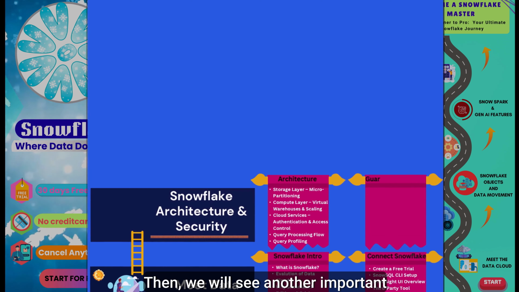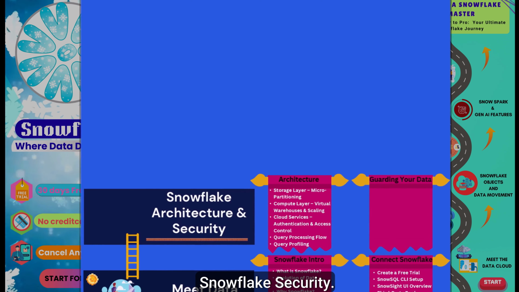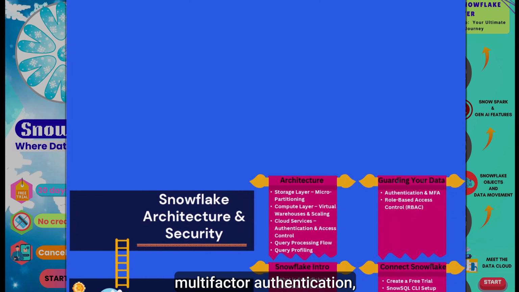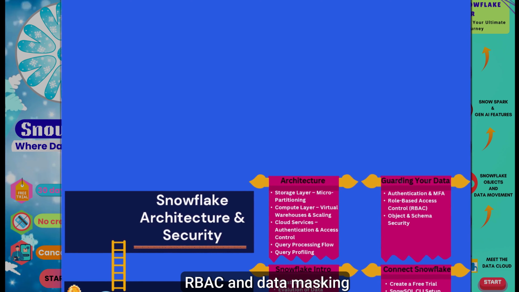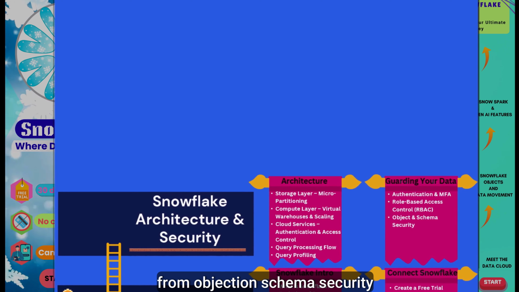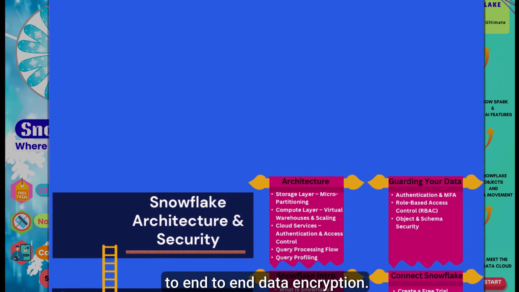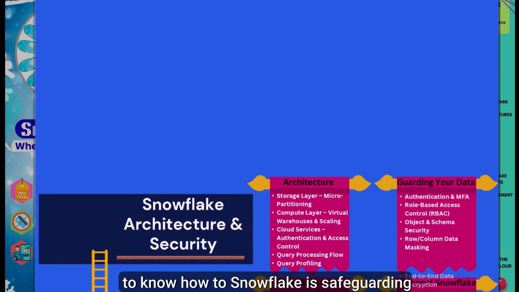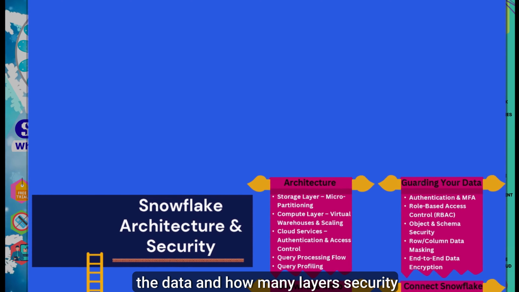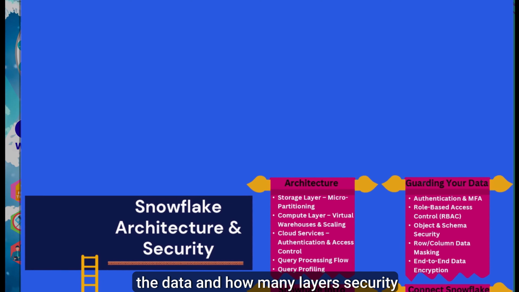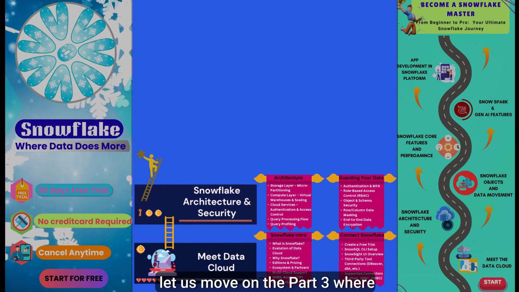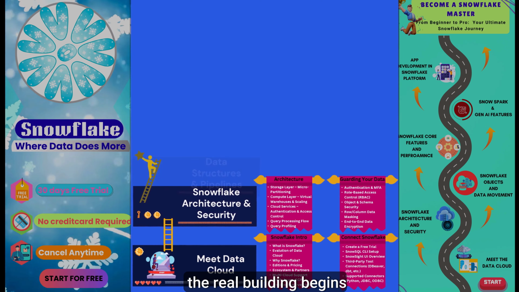Then we'll see another important module about Snowflake security. Security is also critical, right? So we'll cover multi-factor authentication, RBAC, and data masking, from objects and schema security to end-to-end data encryption. You will get everything you need to know about how Snowflake is safeguarding the data and how many layers of security are available in Snowflake. All right, let's move on to part 3, where the real building begins.